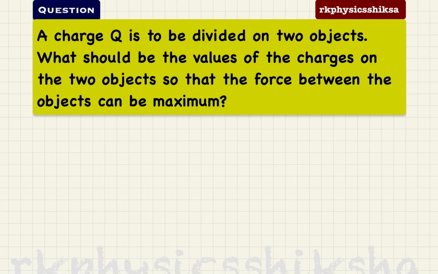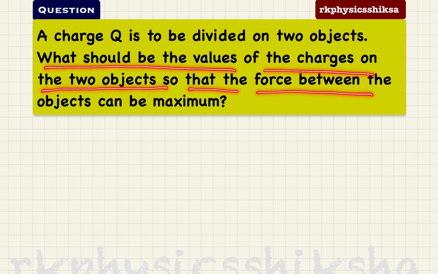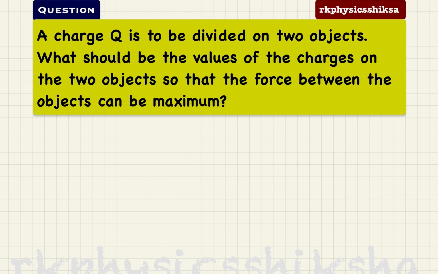Hello students, now we are going to discuss a question from electric charges and fields. Here the question is, a charge capital Q is to be divided on two objects. What should be the values of the charges on the two objects so that the force between the objects can be maximum?